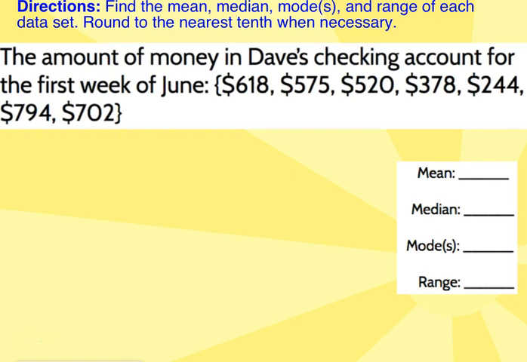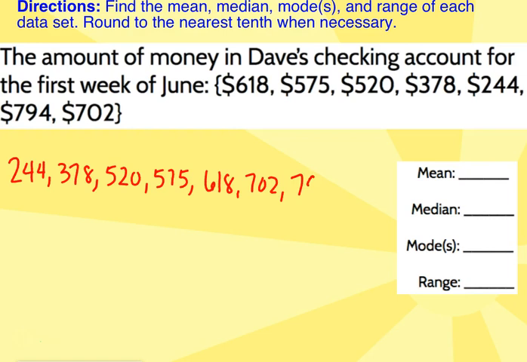So we're doing another one. It says the amount of money in Dave's checking account for the first week of June. So we're going to start off by putting our values in order from smallest to biggest. So I look and I see 244 is my smallest. My next is 378, then 520, 575, 618, 702, 794.